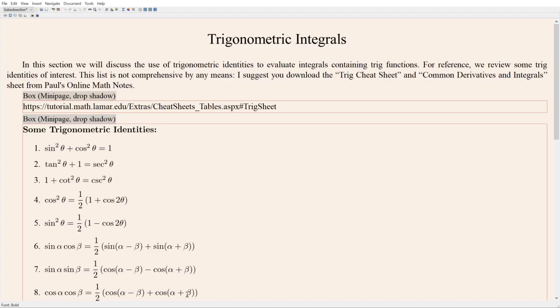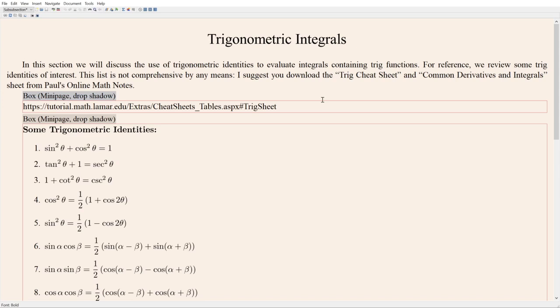So, in this section, we are going to continue our discussion of different techniques for evaluating integrals. In this particular section, we're going to talk about integrals that involve trigonometric functions, but really just integrals of a couple different flavors. You'll see what I mean when we get to the examples, but there's basically just a couple different forms of integrals that we're going to look at here.